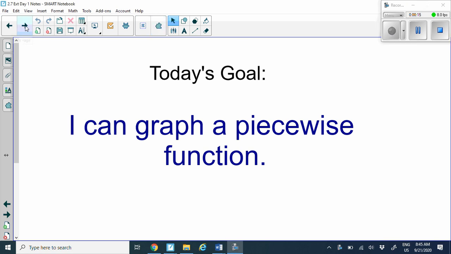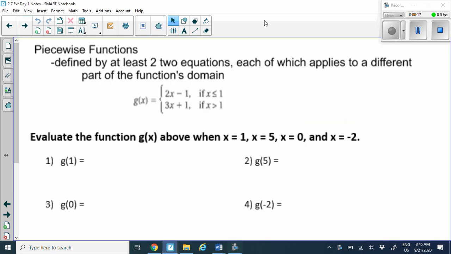The first thing we're going to be talking about is how do we evaluate piecewise functions. Now we need to know what is a piecewise function. Well, it is defined by at least 2 equations, each of which applies to a different part of the function's domain. So look at the format here. We have g of x equals. Notice now that we have multiple equations.